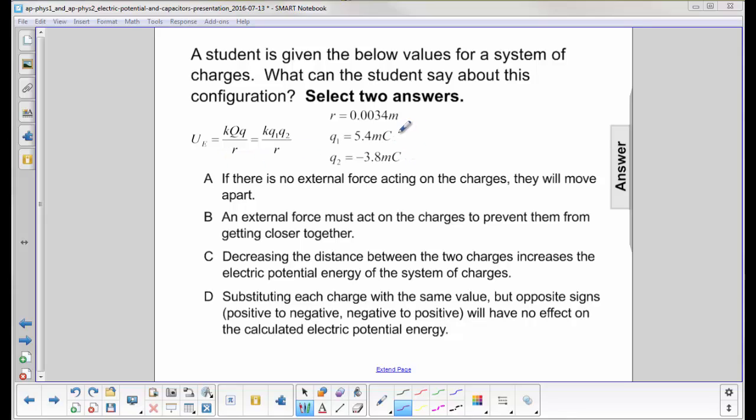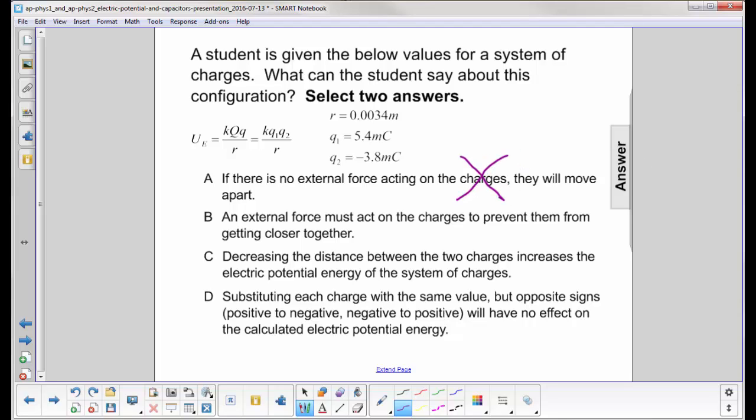Now just looking at this before you get into any of the answers, those are opposite charges, so you know that if there's no external forces acting, they will attract each other. So now let's look at the choices. And the first one, if there is no external forces acting on the charges, they will move apart. Nope, we just said they would attract each other.